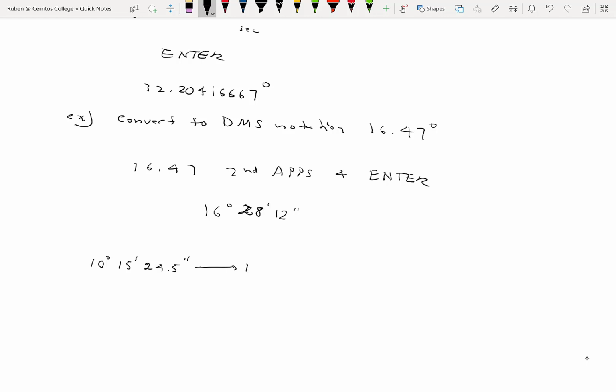So we would round to 10 degrees, 15 minutes, and how many seconds? It's either going to be 24 or 25. What do you think? 25. We use the standard method for rounding. And we would round then to 10 degrees, 15 minutes, 25 seconds. This is going to be our standard for our course.